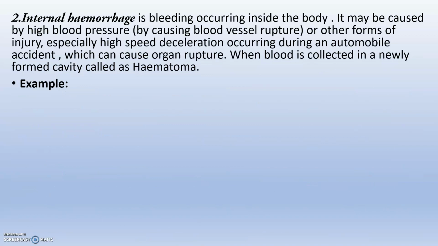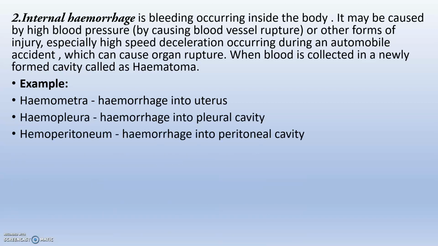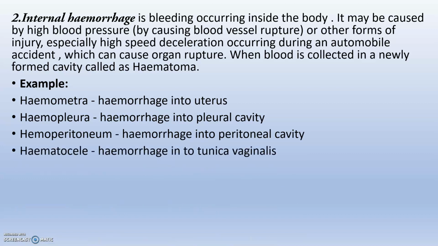Now moving to internal hemorrhage, that is bleeding occurring inside the body. It may be caused due to high blood pressure, that is due to rupture of the blood vessel, or other forms of injury. When blood is collected in a newly formed cavity, it is known as hematoma. Hemometra, that is hemorrhage into the uterus. Hemopleura, hemorrhage into the pleural cavity. Hemoperitoneum, hemorrhage into the peritoneal cavity. Hematocele, hemorrhage into the tunica vaginalis.